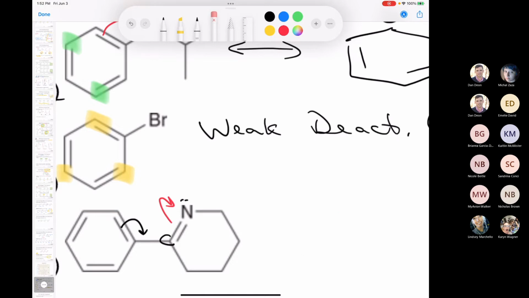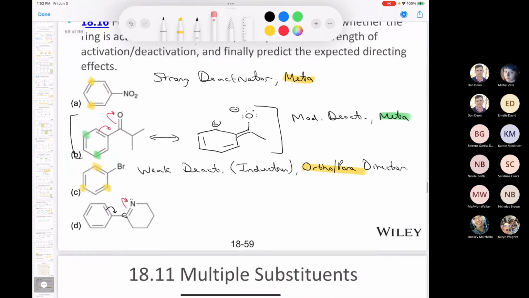I'm going to erase this. Let's draw the resonance contributor here, just for fun. Oh yeah, it's a real hoot. So what's it going to look like? It's going to look like this, where we have a double bond here onto our nitrogen, which has 1, 2 lone pairs on it, a negative charge, and we have a positive charge over here.